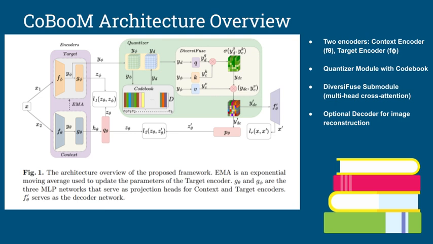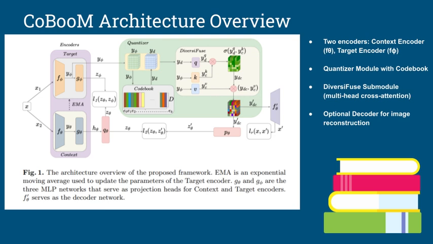DiversiFuse model, multi-head cross-attention. Now that we have both continuous embeddings from the encoders and discrete representation from the quantizer, we need an effective way to fuse them. This is where the DiversiFuse module comes in.